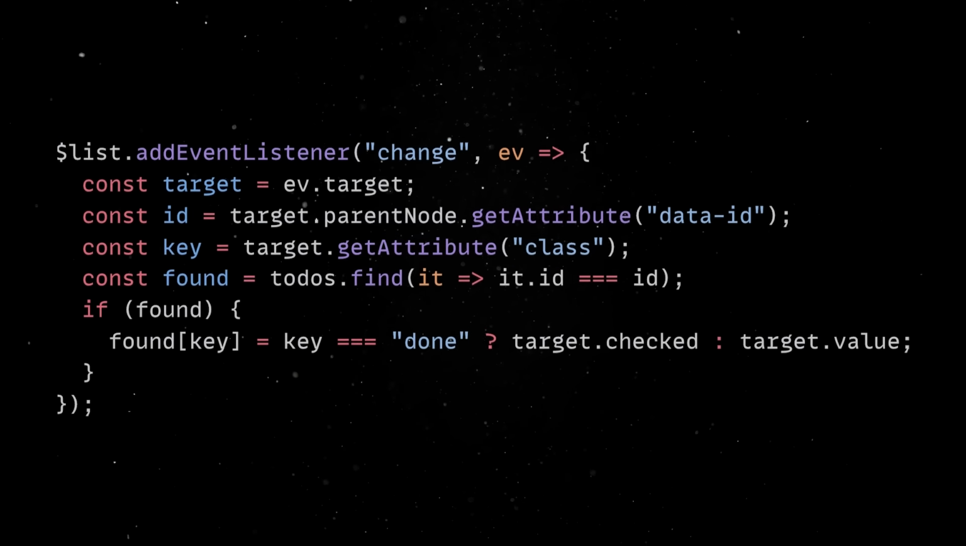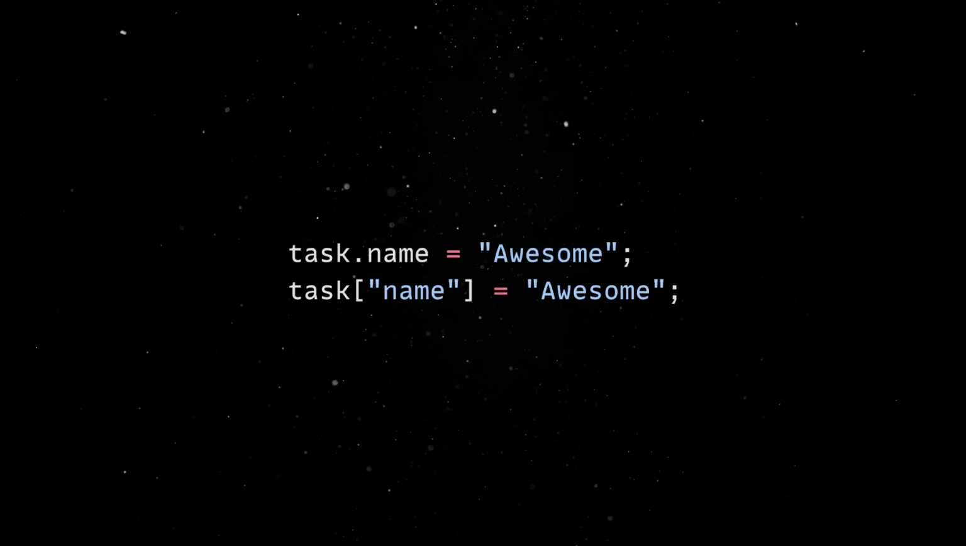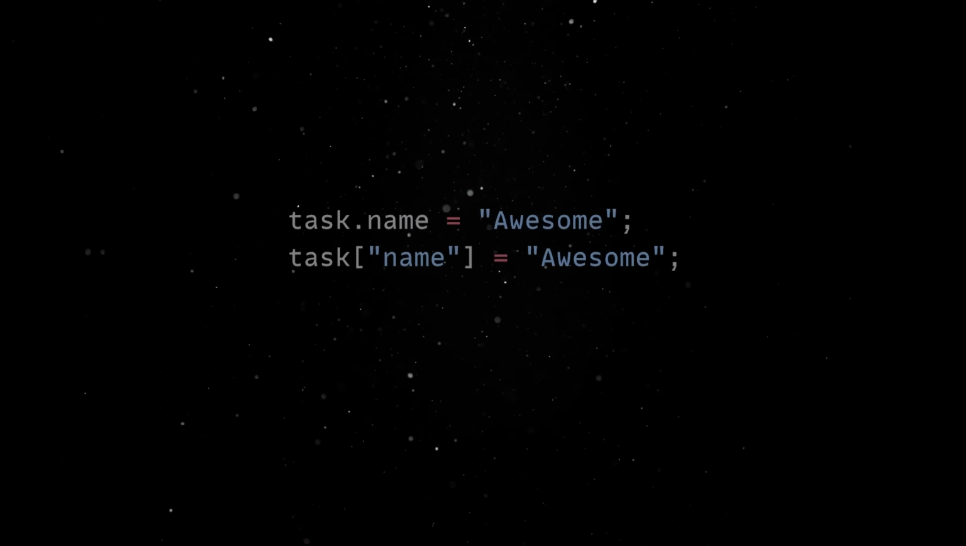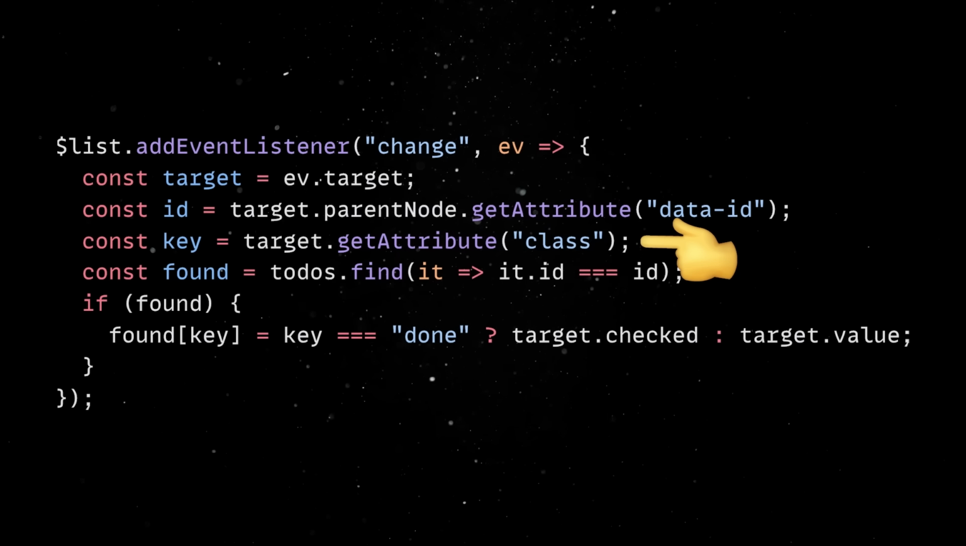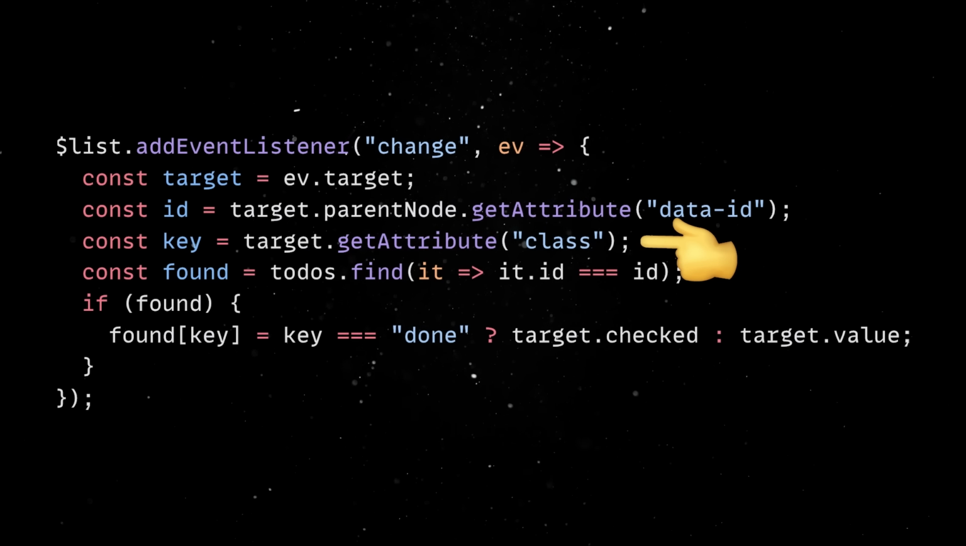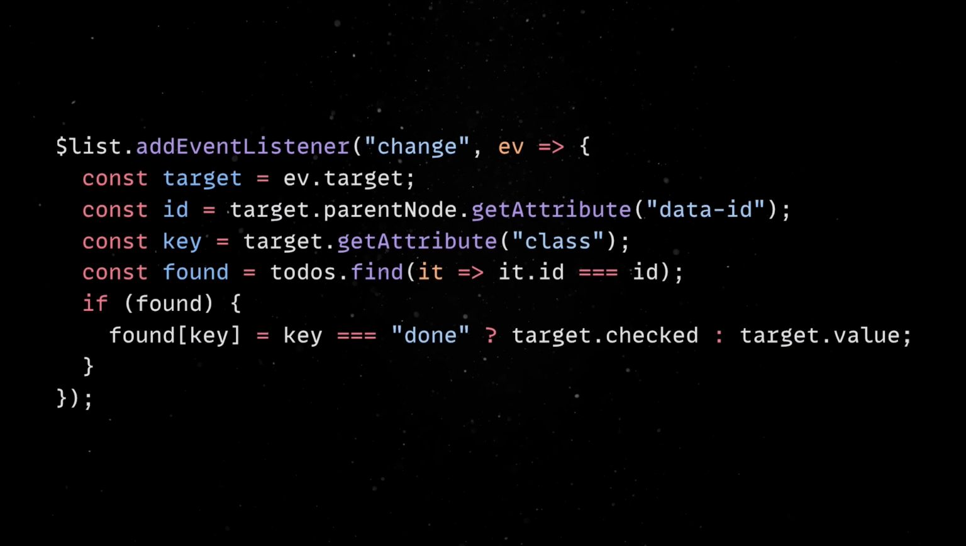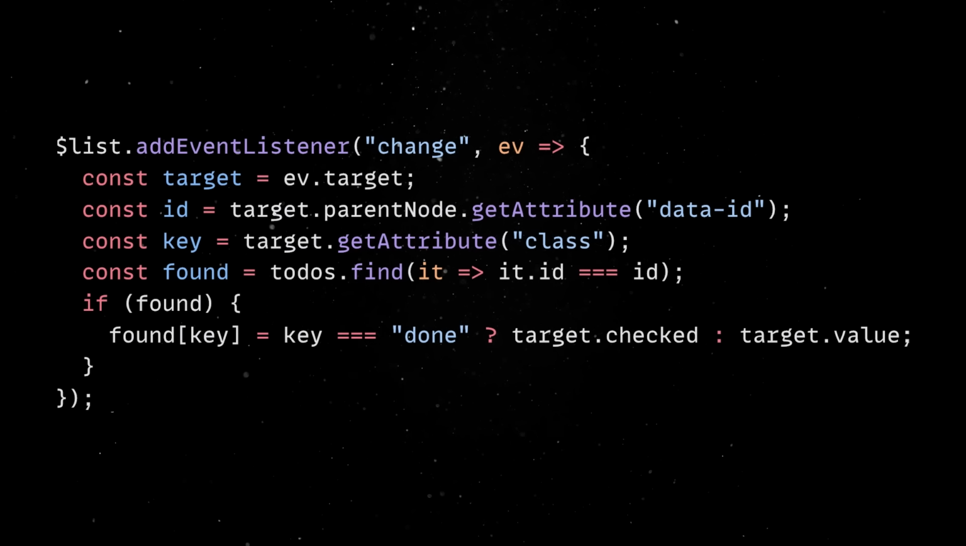First, object literals support both dot notation and square brackets notation to access object fields, so both these statements are valid. In our case, the key is the class name associated with the input, which coincidentally matches the object key. Second, we are using the value property for inputs and text areas and the checked property for checkboxes.